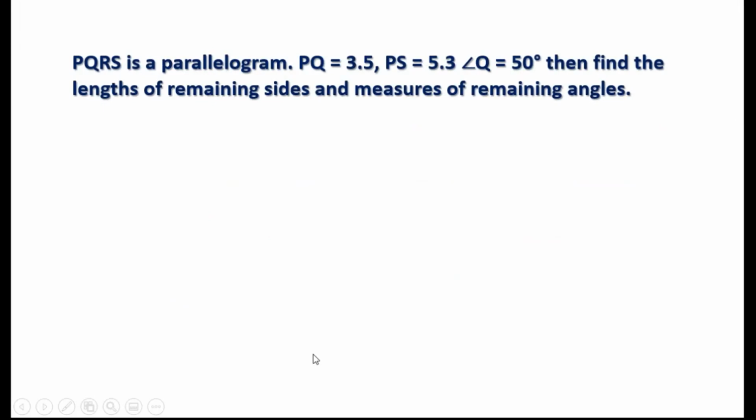Here, after giving you this much information, a sum is given. PQRS is a quadrilateral. PQRS is a parallelogram. PQ is 3.5, PS is 5.3, angle Q is 50 degrees. Then find the length of remaining sides and measure of remaining angles. That means I should have a parallelogram now on the screen.